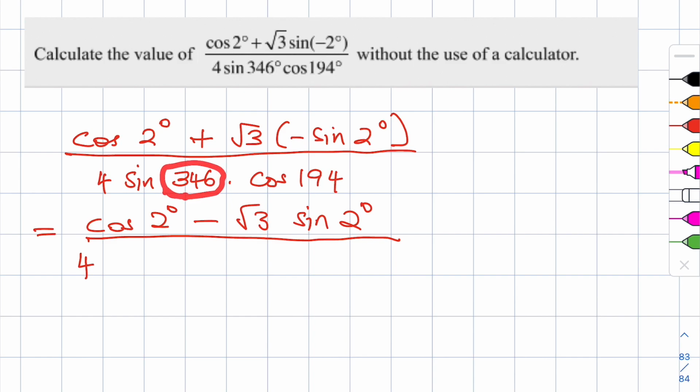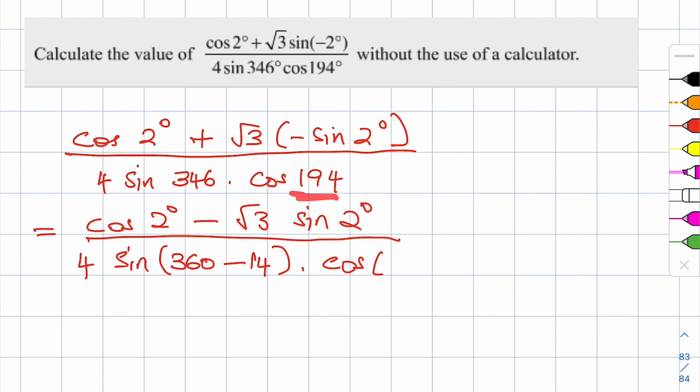346 is between 270 and 360. So that will be quadrant number 4. So quadrant number 4 will say 360 minus, so sine 360 minus, let's work it out, it's minus 14. And then multiply by cos, that will be quadrant number 3. So that will be 180 plus, to get back to 194, we add 14.